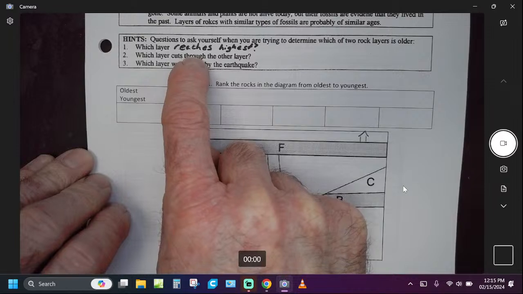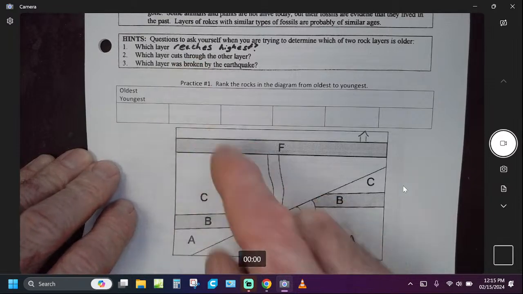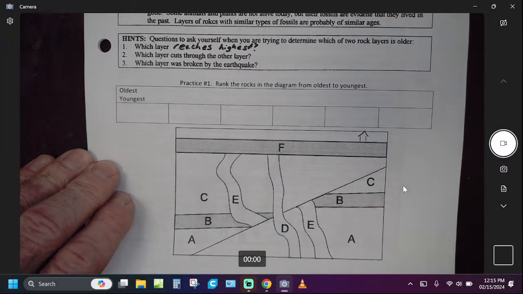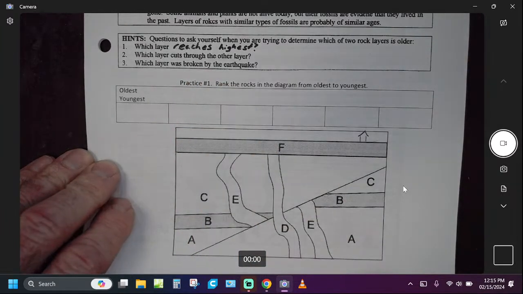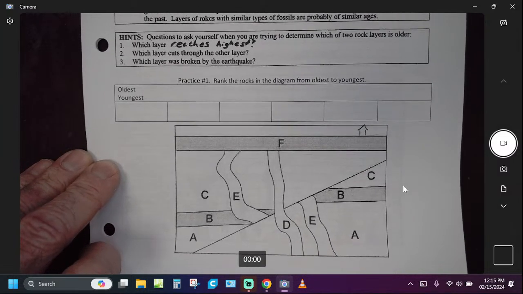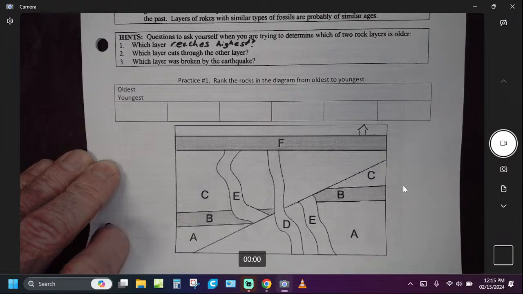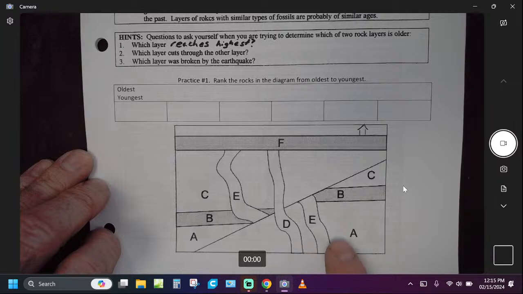And then the second is which layer cuts through the other layer? Because if you have something that cuts through something else, you know the thing that got cut through is older. And then the last one is there was an earthquake here. Do you see the fault made by the earthquake? So a fault by an earthquake is just a big crack. Tell me when I get to that crack.